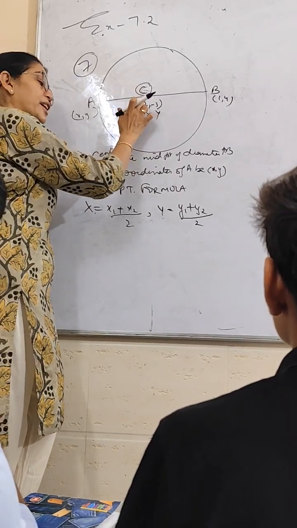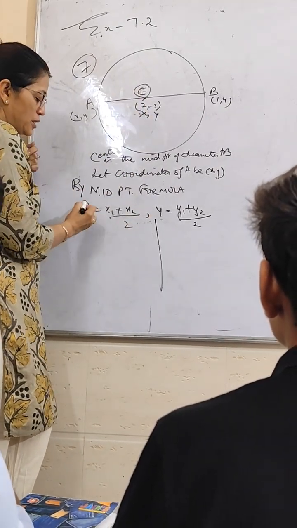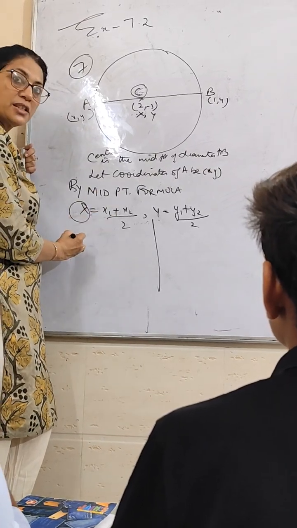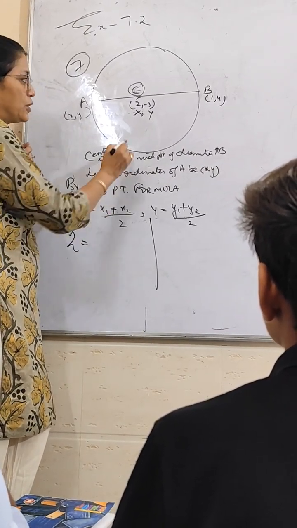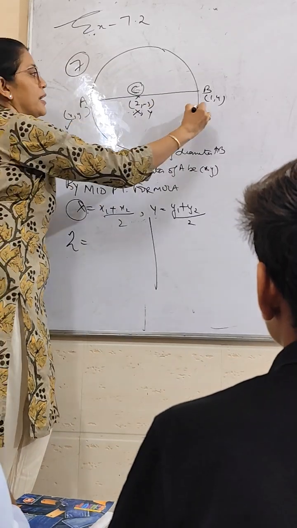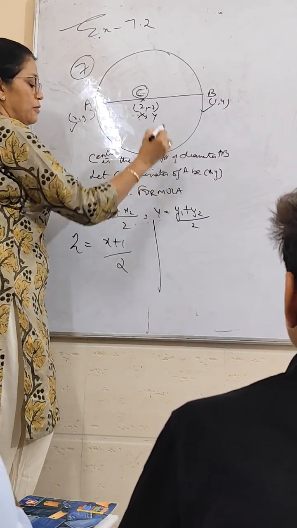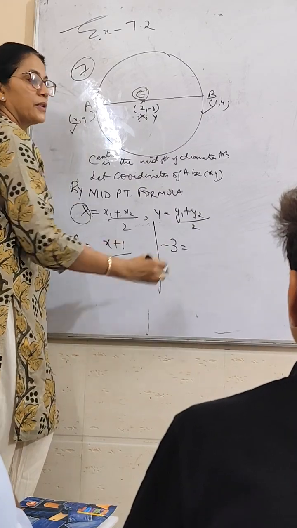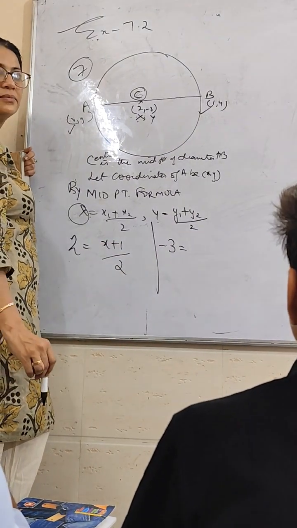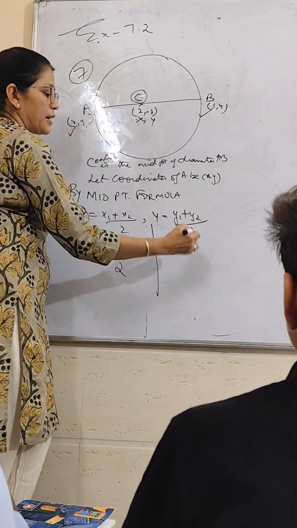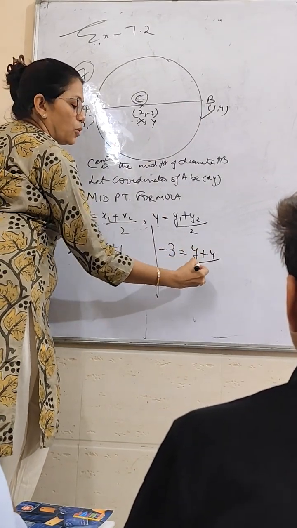Now this is already given to you. What is this? 2. This is x1 and this is x2. So 2 = (x + 1)/2, and -3 = (y1 + y2)/2. Correct?